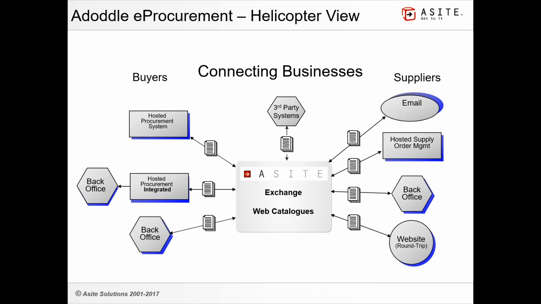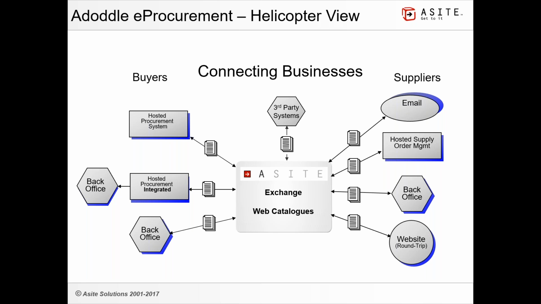If we take a look at the helicopter view from the Adoddle platform, we've seen what businesses have been doing and how we can manage the process. This gives you a view of how Adoddle connects the dots and enables the exchange of data. So whether they're coming onto the Adoddle platform to access catalogues, which we host online, or whether they're going to external systems that have been hosted in-house through suppliers, or other procurement systems, maybe a third-party hub that you're working with, or third-party IT systems that you're connecting to.